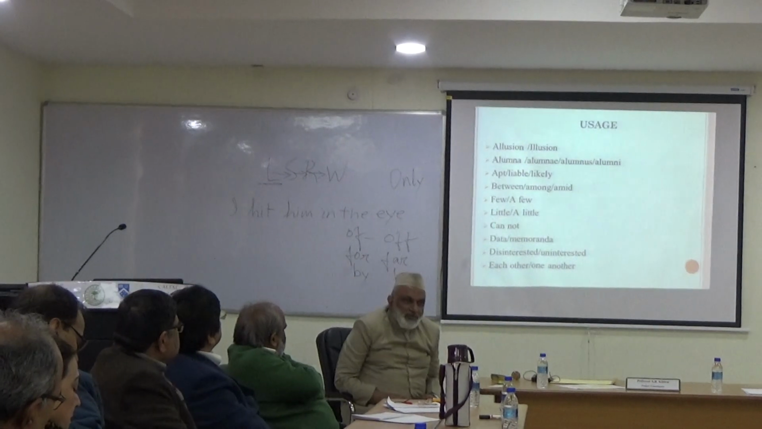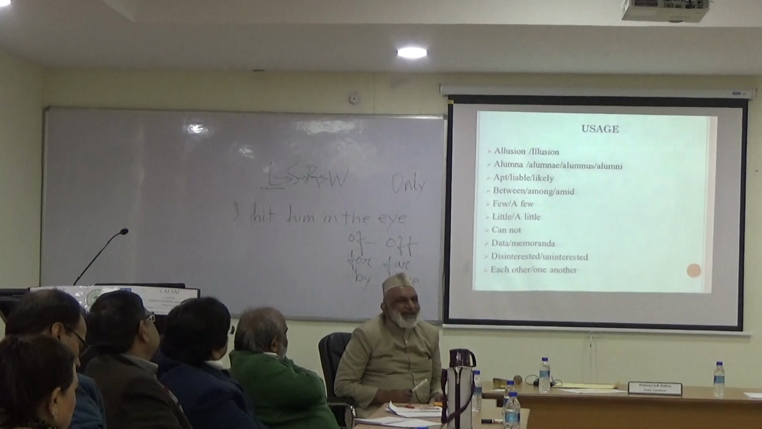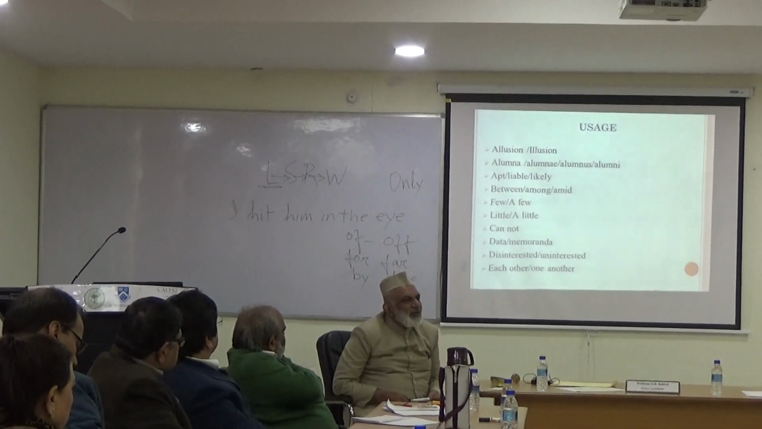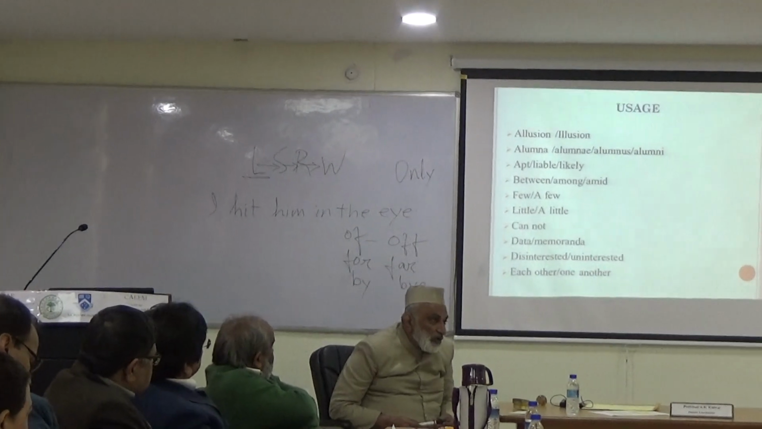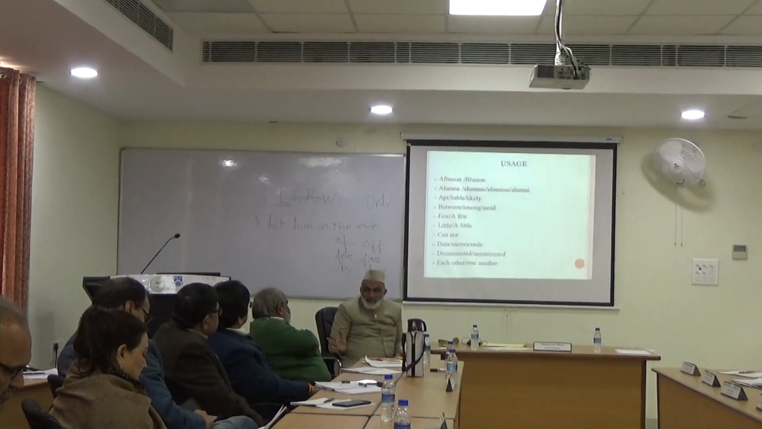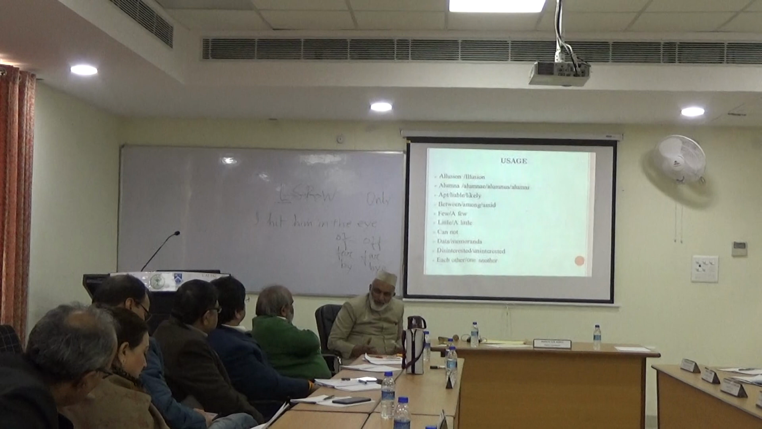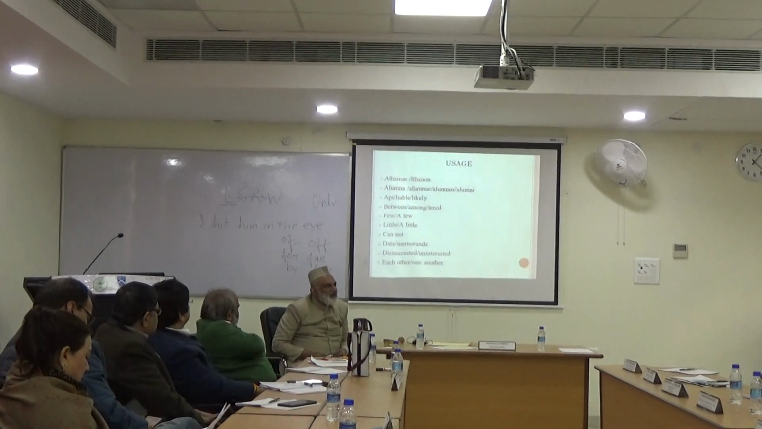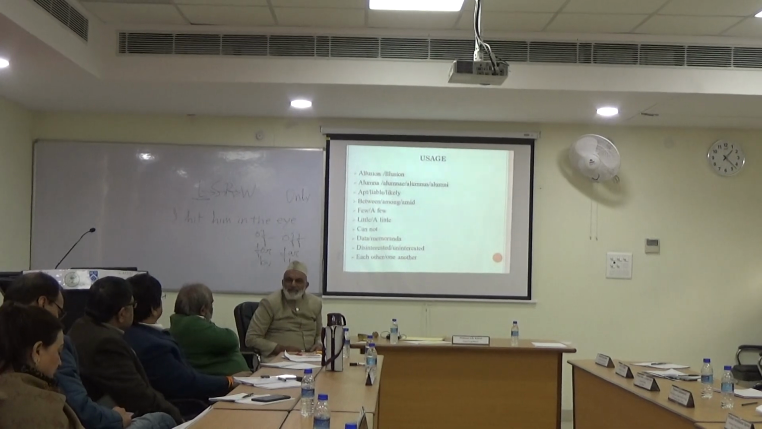Next is apt, liable, likely. Again, positive and negative ideas are there. Liable is used in a negative sense. If you do this, you are liable to face punishment. If you pull the, I don't know in trains if you still do have chains or not, if you pull it without any justification, you are liable to imprisonment and penalty.